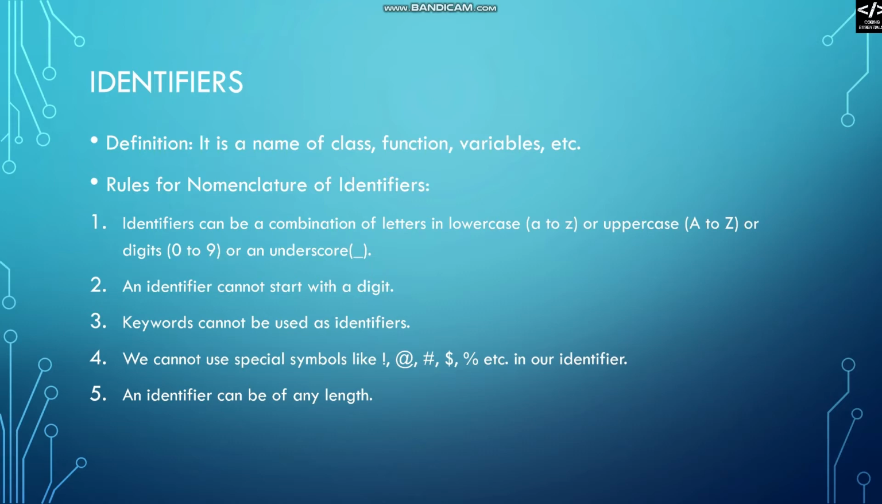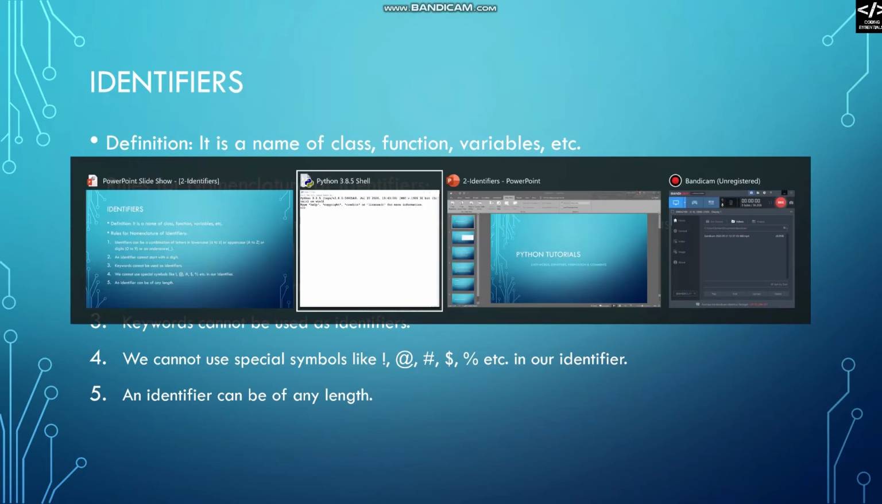Now let's go to identifiers. An identifier is the name of a class, function, variable, etc. There are some rules to name identifiers. The first rule is identifiers can be a combination of letters in lowercase or uppercase, or digits, or an underscore. Let me show you an example.